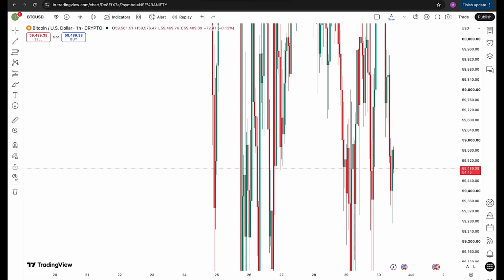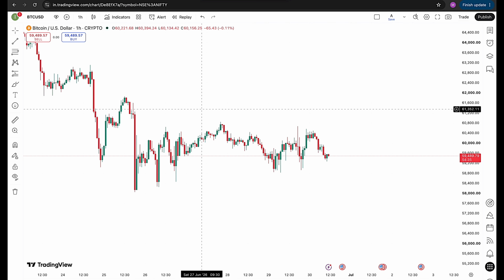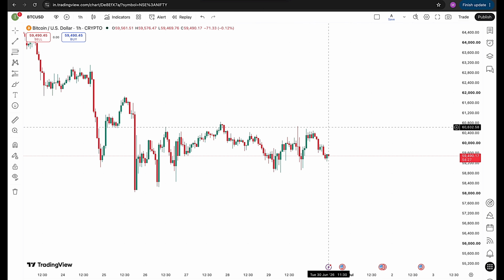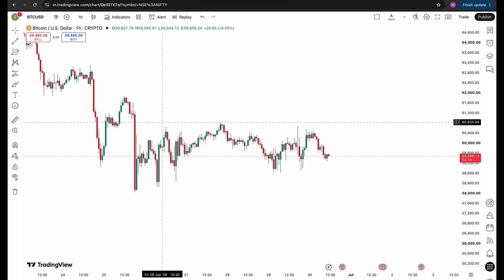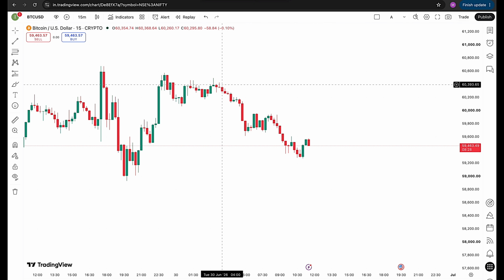Now you might ask, why aren't we using the 1-hour chart? So I'm not using the 1-hour chart because the moves there are slow and it can take hours to get a signal. Since you're doing intraday trading, this can be frustrating for you. That's why I'm using the 15-minute time frame here.